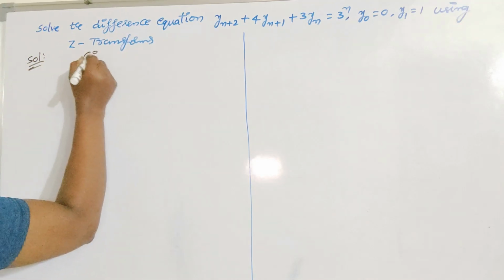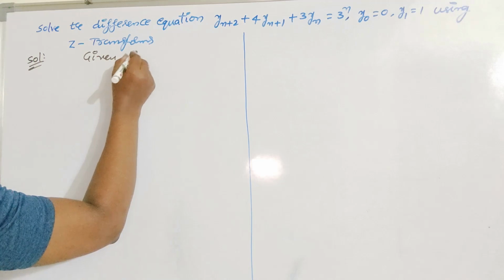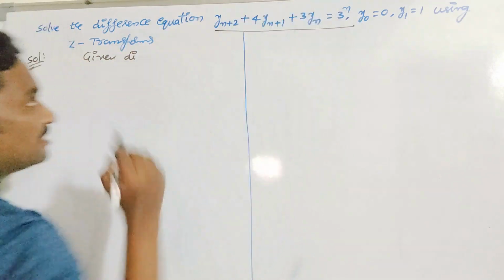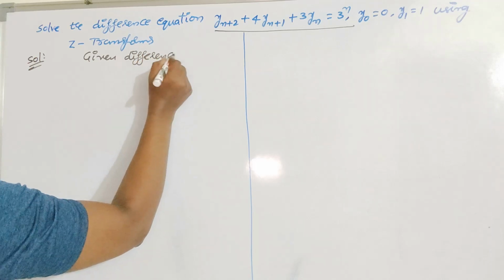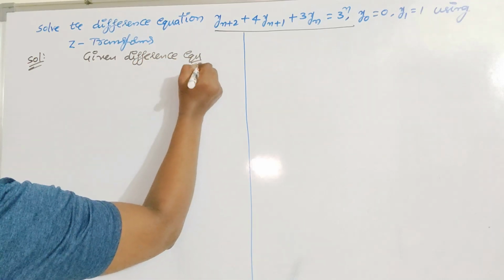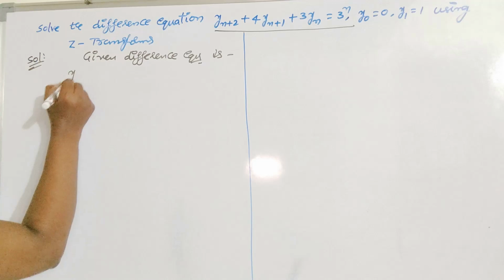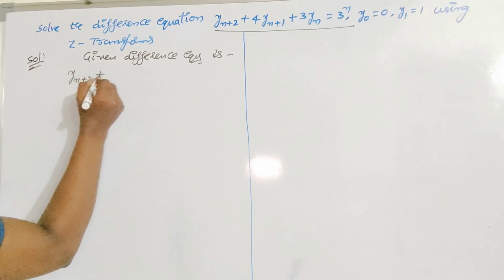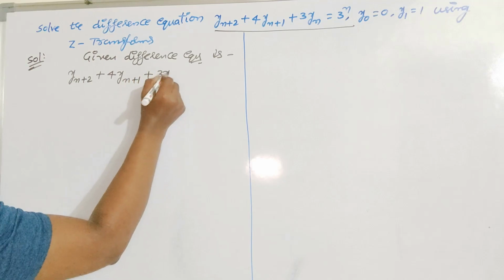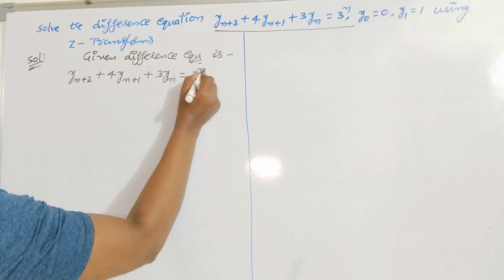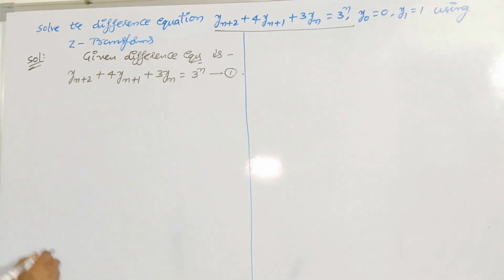Once again, please write the given difference equation. This type of equation is called a difference equation. Don't forget it. It is y(n+2) + 4y(n+1) + 3y(n) = 3^n. Take it as equation number 1.